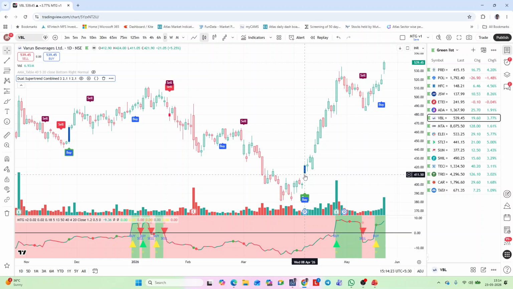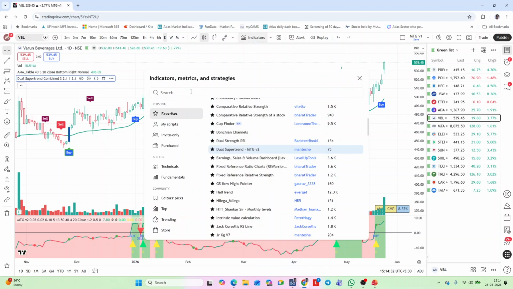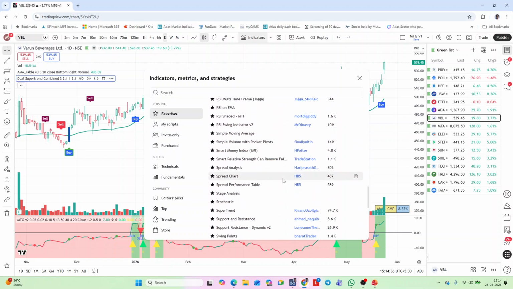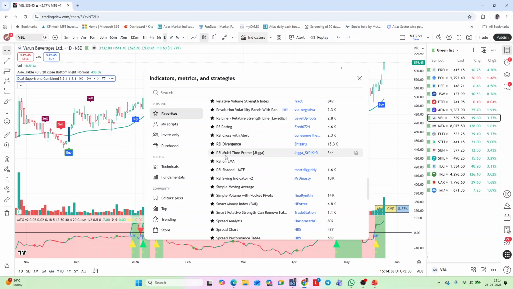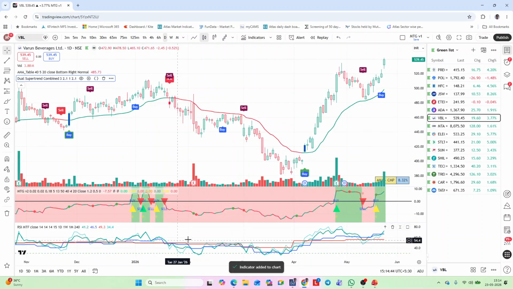So it will give me some highlight. Yeah, so this is how it looks now. And the third one is basically our RSI. Here, this one, RSI multi-time frame. So this is what it looks like. When you put it here, it will look like this.